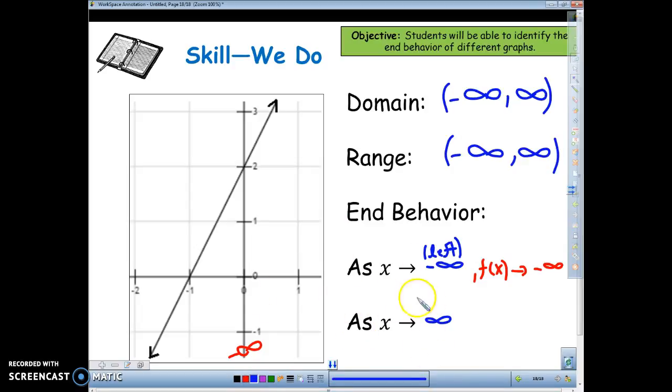Then as x goes to the right, we always have a left and a right, always. Okay, so as my x values go to the right, where are my y values going? Where's the graph going? Well, my y values are going up. They're increasing. So we would say f of x goes to positive infinity. Okay, so again, remember what happens as I go left, what happens as I go right.